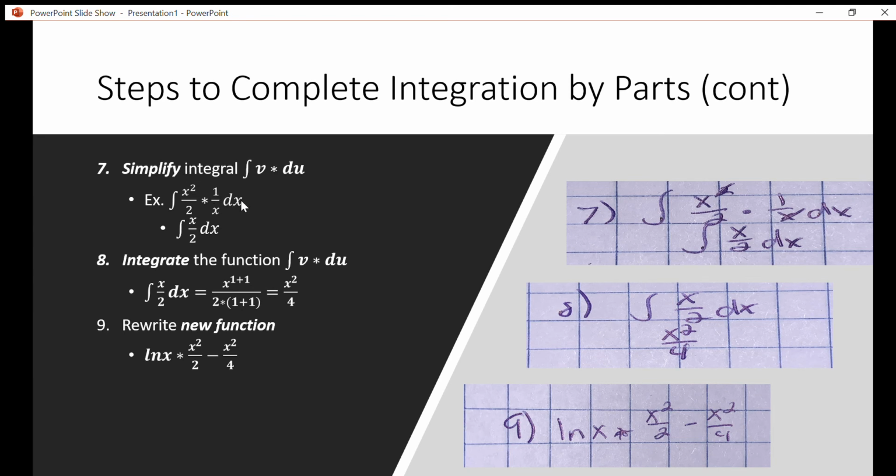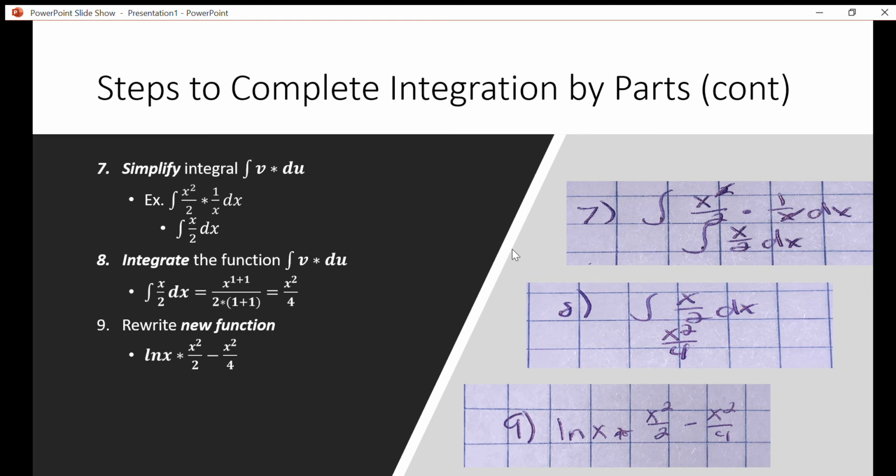If we had, let's just say, instead of 1 over x, it was just x, then the exponents would add, right? Because they're multiplying, they're not dividing. If they're multiplying, you add the exponents. If they're dividing, you subtract the exponents. So that's why we're left with the integral of x over 2 dx. Now, we need to integrate that function. Once we integrate that function, we'll see the later steps. The same way we did earlier with that dx, we're going to do with this one.